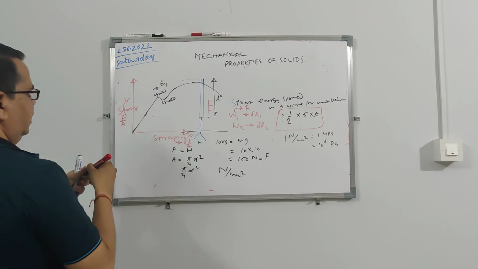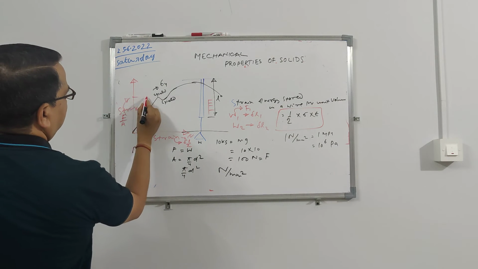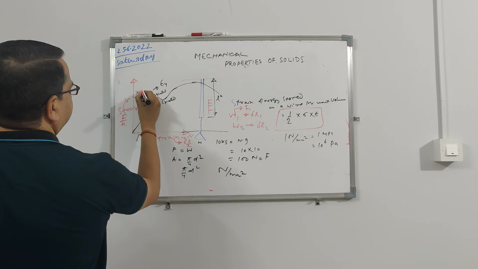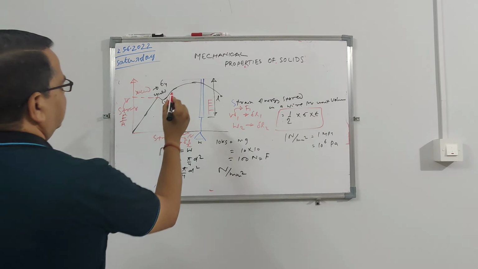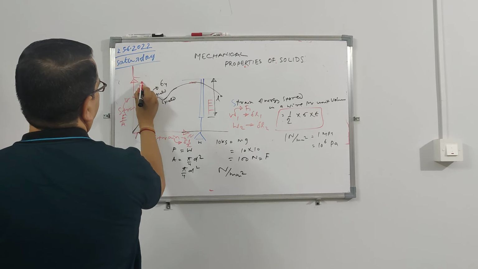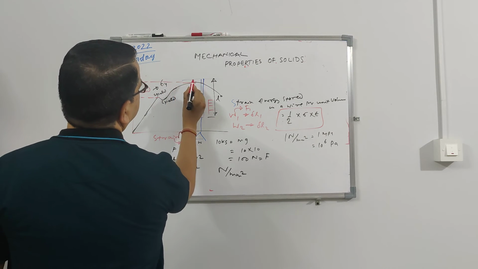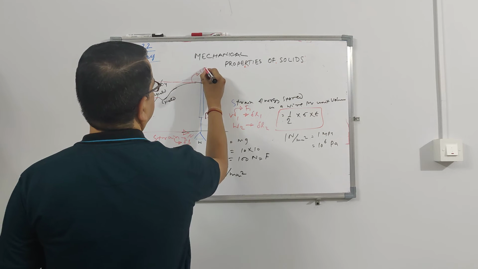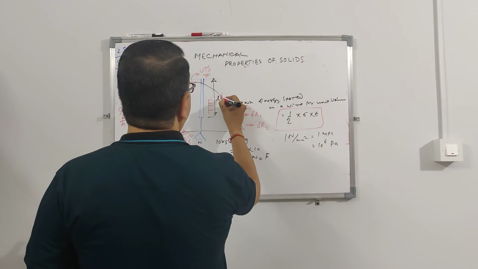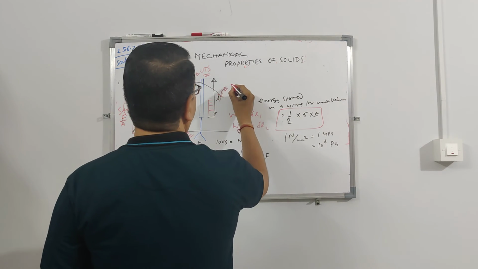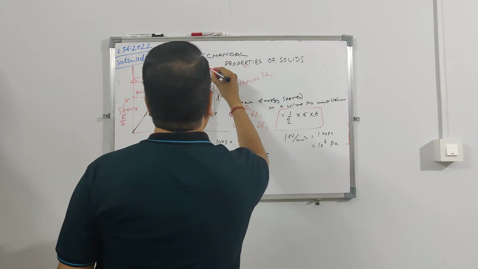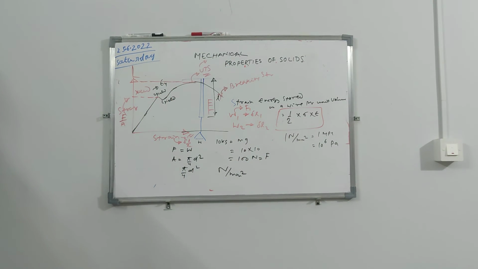So I can draw a line up to this point. This is my yield. If I draw a line from the y-axis up to this peak, this is my ultimate tensile strength, UTS. That is the maximum stress. And here it breaks. This is the breaking point, breaking stress. And the ultimate tensile strength is the maximum stress that it can take.